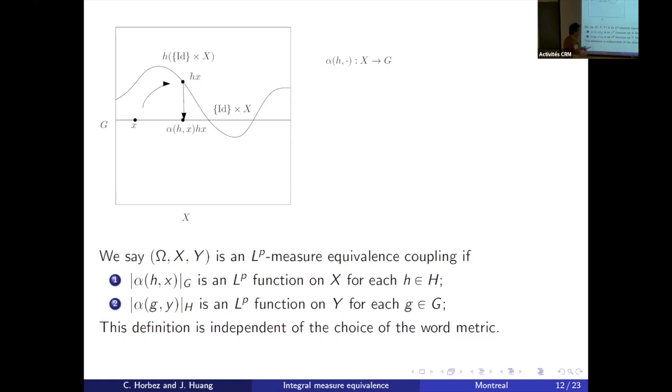So maybe I pause for a while. Any questions about the definition?